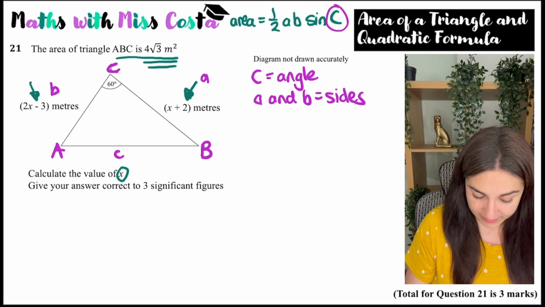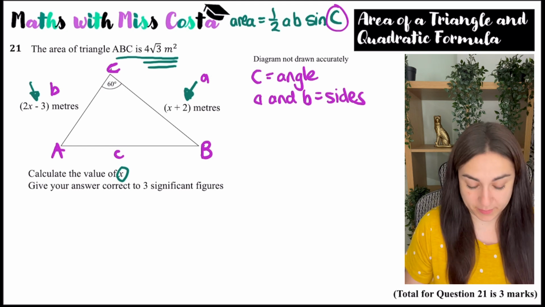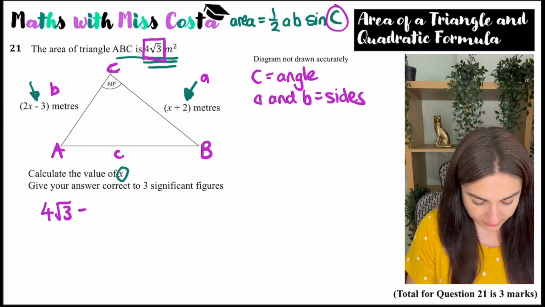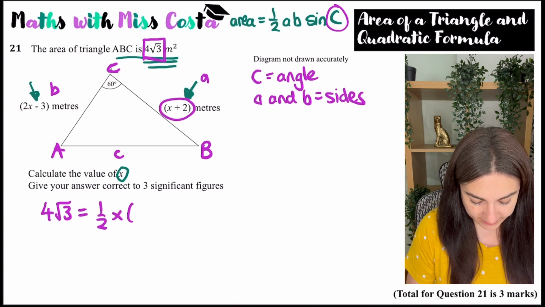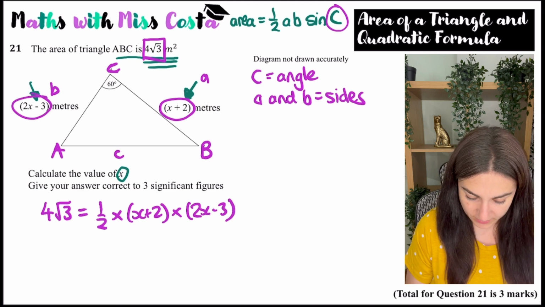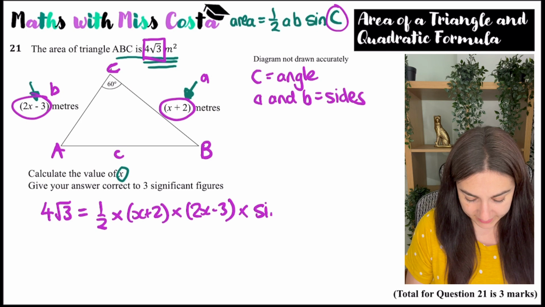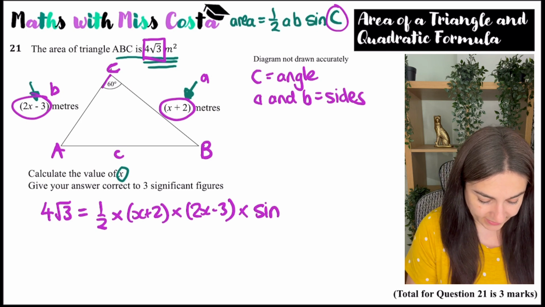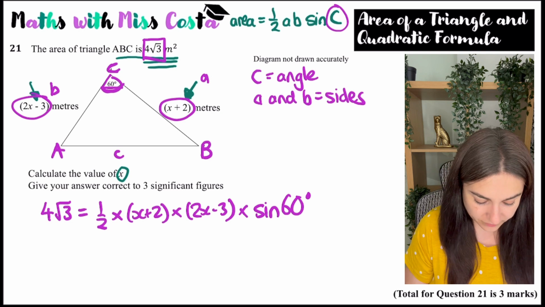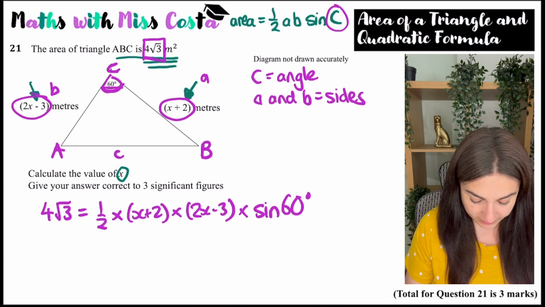So now I've labelled it, I can substitute into my formula. I know that the area is 4 root 3, so I'm going to say 4 root 3 must equal a half times by A, which is this, x plus 2, times by B, which is this, 2x minus 3, times by sine C. And sine C, well, angle C is 60 degrees. So what can I do?